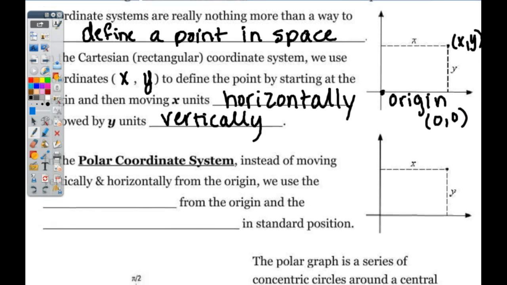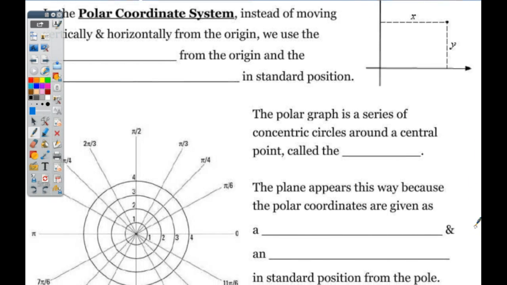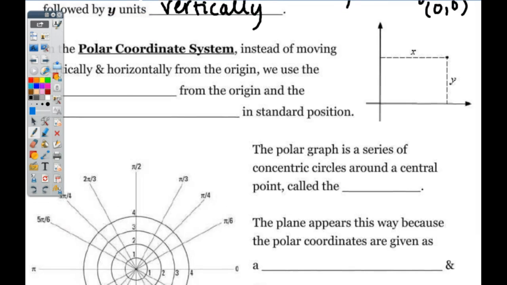The origin? Yeah. But if you look at this, what's the difference between this and this? It's a circle. And why do you think we're switching to circles? It's not because I hate you, but it's because we've spent all year doing the unit circle, right? Which is a circle. Yes, we have. So instead of moving vertically and horizontally from the origin, we use the distance from the origin and the rotation angle.